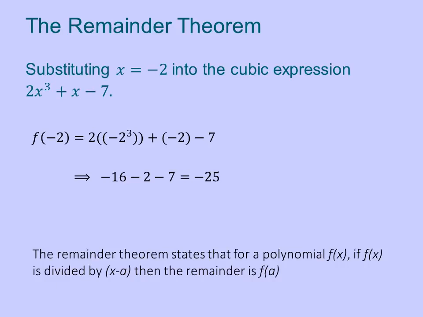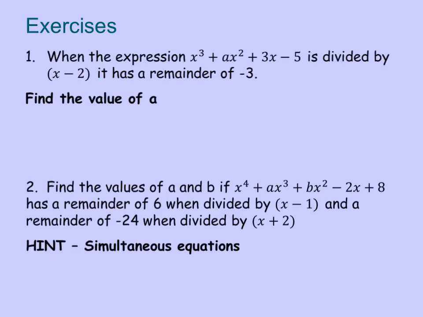The remainder theorem states that for a polynomial f(x), if f(x) is divided by x minus a, then the remainder is f(a). Here are two questions for you to have a go at. Number 1. When the expression x cubed plus ax squared plus 3x minus 5 is divided by x minus 2, it has a remainder of negative 3. Find the value of a.